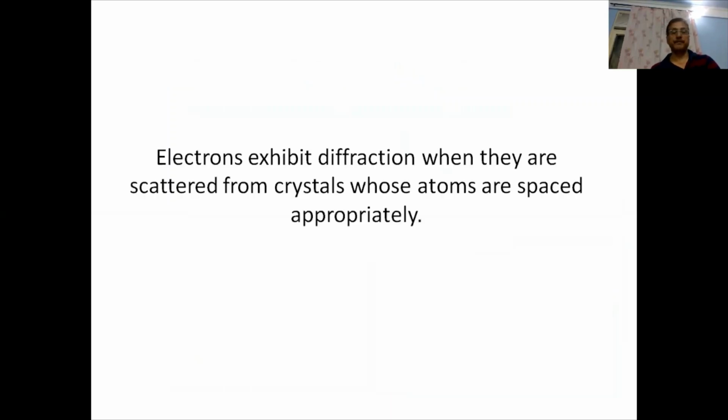In today's session, we are going to discuss a very important experiment of quantum mechanics, the Davisson and Germer experiment. Before this experiment, the Compton effect and the photoelectric effect were able to establish beyond doubt that electromagnetic waves could behave like particles. And because nature is symmetric, it was also expected that even particles, under certain circumstances, could behave like waves. The Davisson and Germer experiment was able to establish that electrons exhibit diffraction when they are scattered from crystals whose atoms are spaced appropriately.